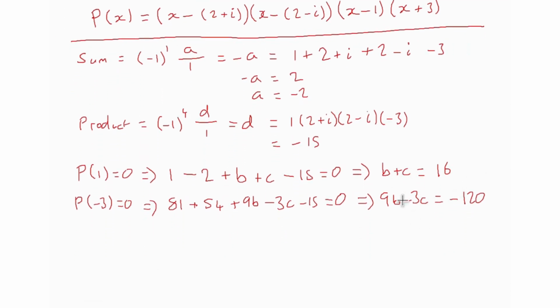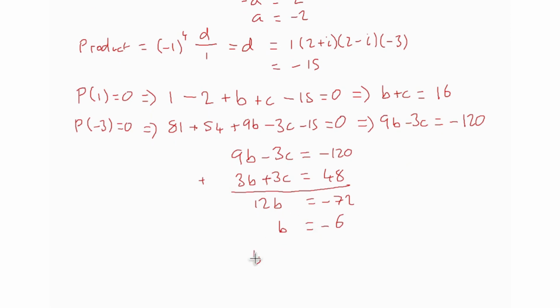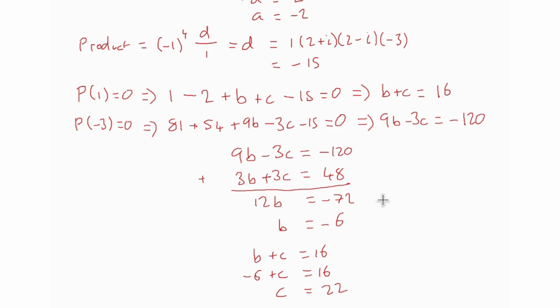I've got simultaneous equations in b and c here, so I can solve these. So I've got 9b minus 3c equals minus 120, and 3b plus 3c is equal to 3 lots of 16, which is 48. If I add these two together, I get 12b is equal to minus 72. So b is equal to minus 6. And finally, b plus c is equal to 16. So minus 6 plus c is equal to 16. So c is equal to 22.